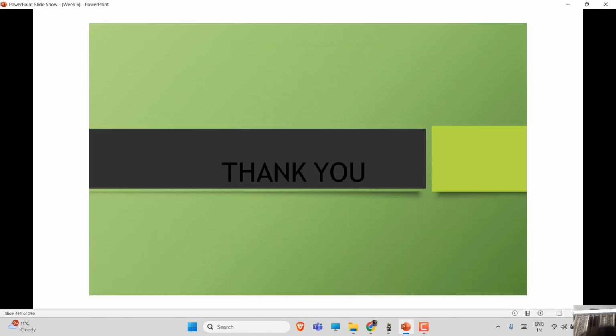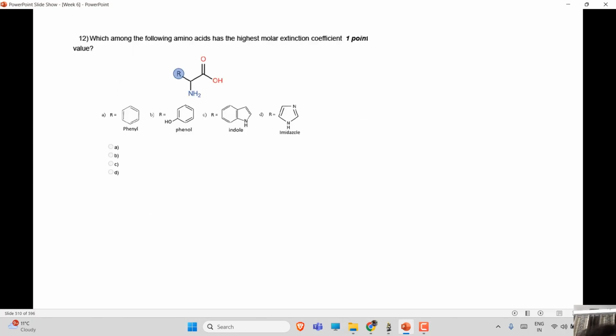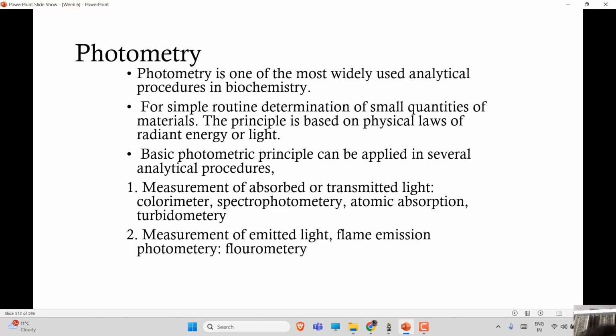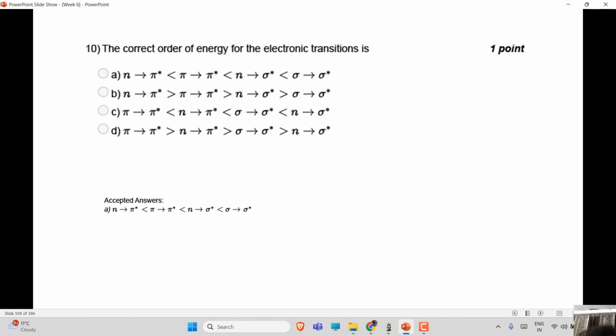So we'll not go into too much detail. Coming to the question that we started with: the question was the correct order of the energy for the electronic transitions, and the answer will be this. Does anybody have any questions related to this? We will stop for a few minutes and then we'll resume. If you have any questions, you can ask, or we'll stop and then go back to the next question.